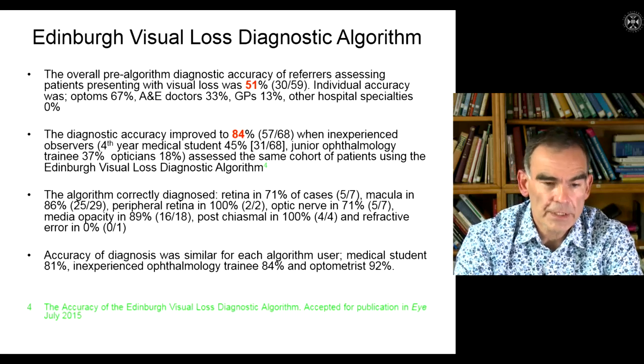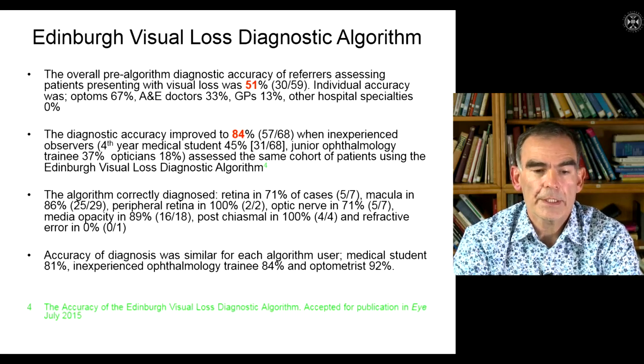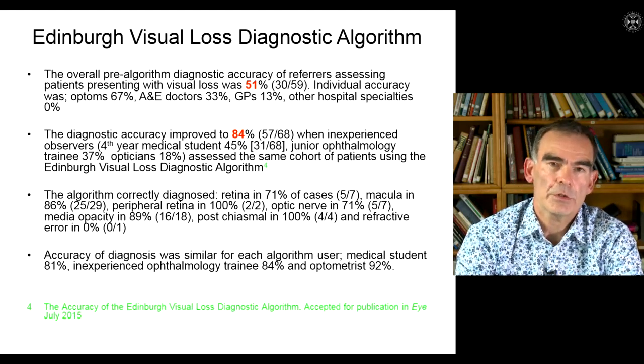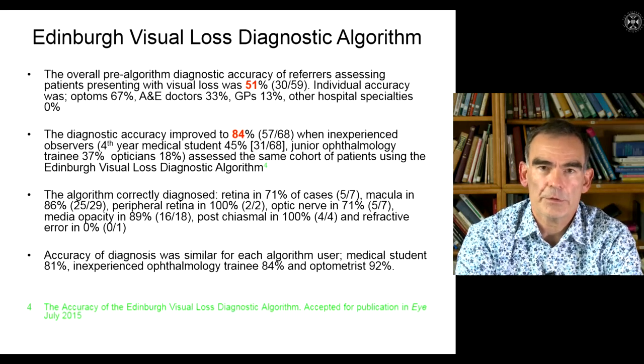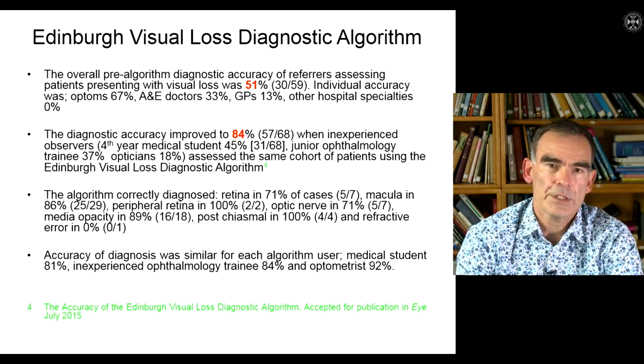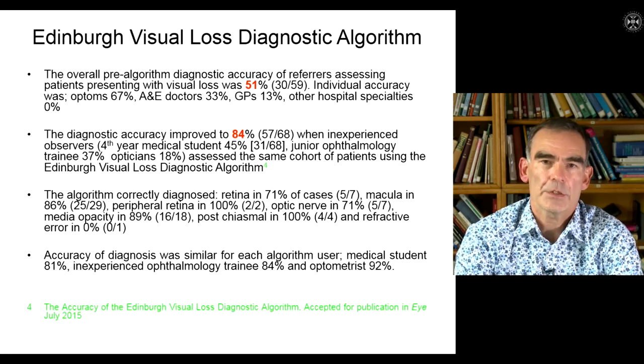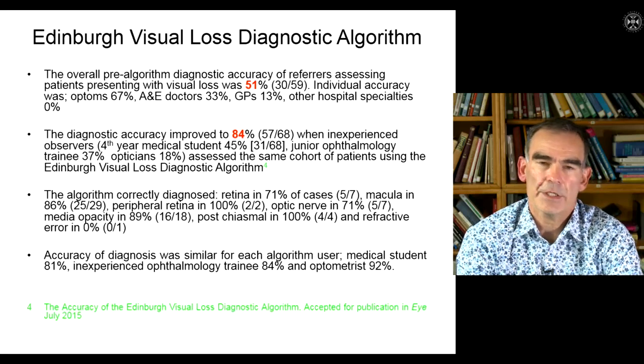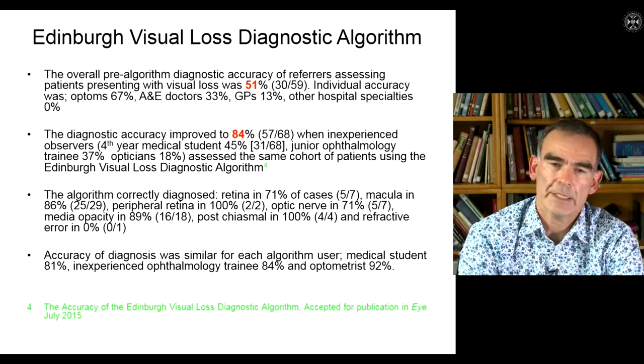So just going back to the study, overall what we were trying to do with the visual loss, and the key thing with approaching a patient with visual loss, is it's all to do with placing where the lesion is in the visual pathways. So is the lesion in the eye itself? Is it in the optic nerve? Is it further back in the chiasm, the optic tracts or the optic radiations?